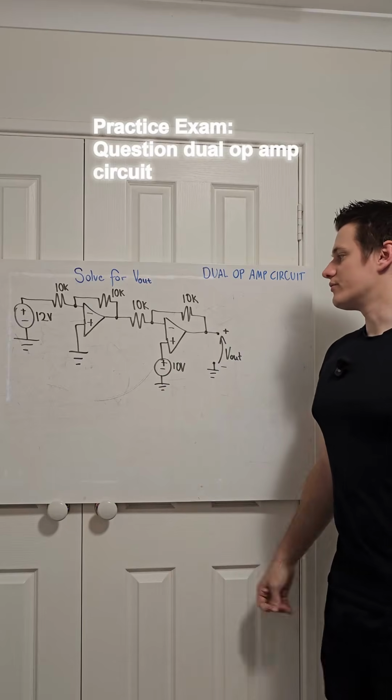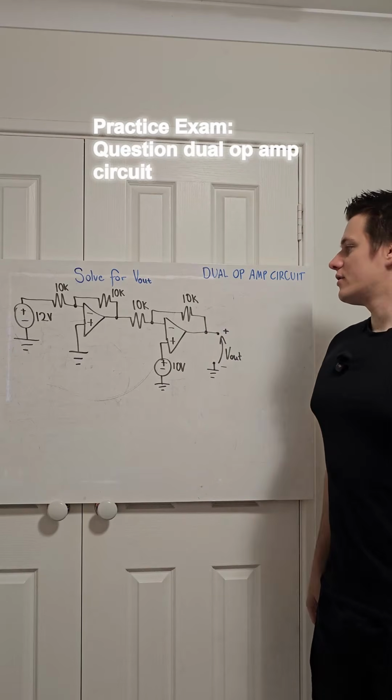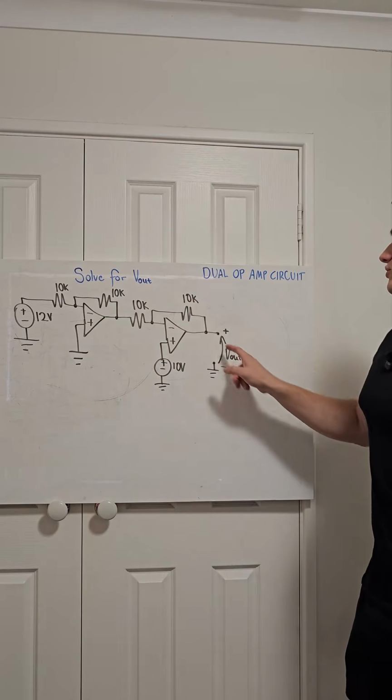So here's a practice exam question for you. This is a dual operational amplifier circuit. So there's two op amps and we're asked to find the voltage out. So how do we do that?